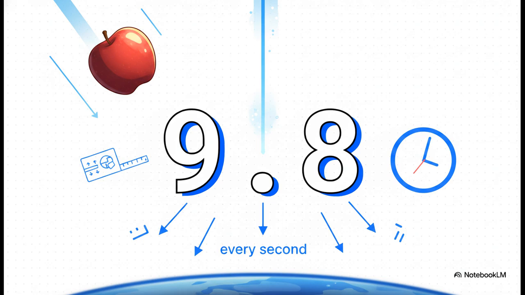And there is one acceleration number you feel every single day, 9.8. When an object is in free fall, moving only under Earth's gravity, it accelerates downward at a constant rate of 9.8 meters per second squared. So every single second an apple falls from a tree, its downward velocity shoots up by 9.8 meters per second.